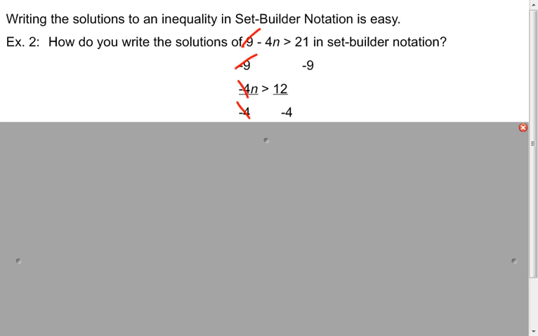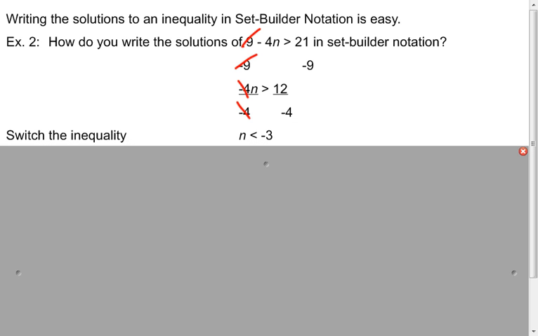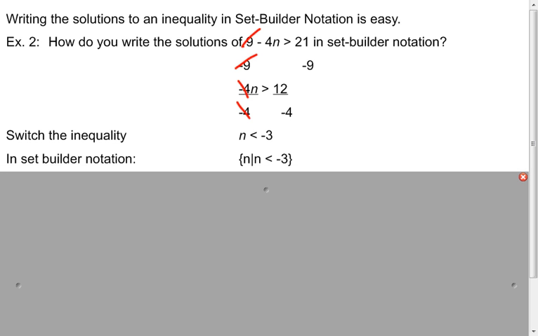Remember, when I divide by a negative number, the inequality has to switch, and I get n is less than negative 3. Now, that's what the answer would have been in sections 3 or 4. Now it wants me to take that answer and write it in set builder notation. The only thing that's different is I put an n bar in front of it, and I put the whole thing in brackets. Okay. So this part just shows up right there.